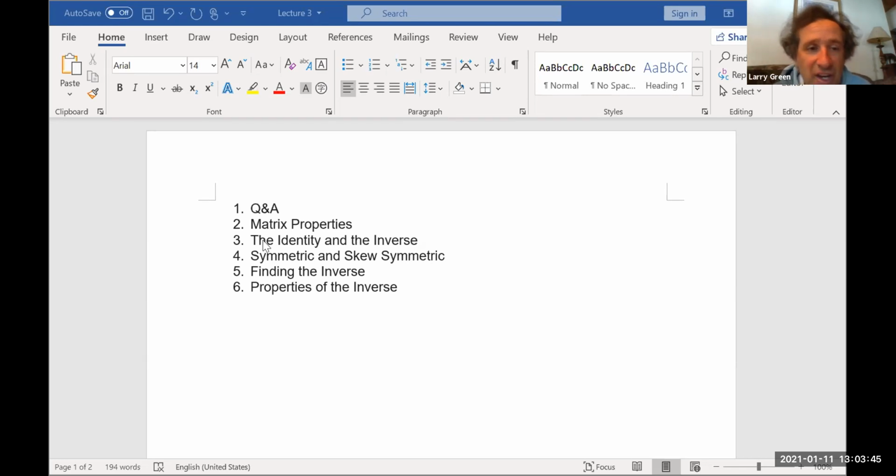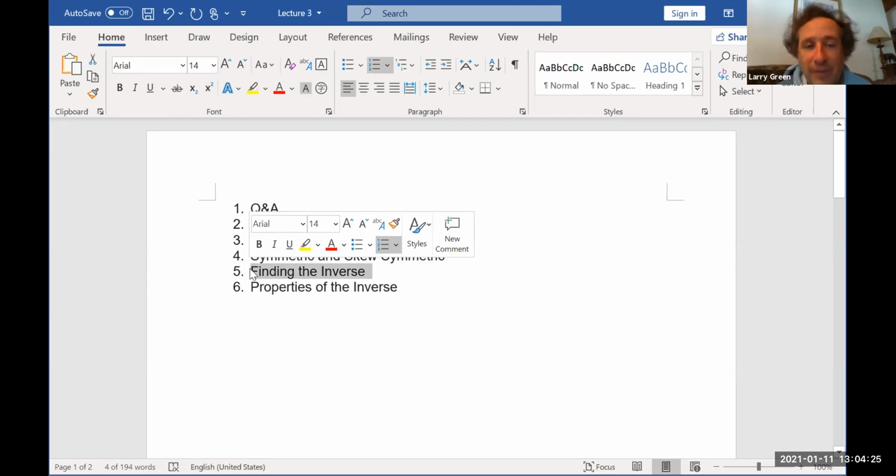We'll start out with talking about the identity. That's kind of like 1. So we're going to get the multiplicative identity, which is like 1, except it's going to be I. And then we'll get into the inverse. Does an inverse exist, or does an inverse not exist? It really depends on the matrix. Then we'll get into symmetric and skew symmetric matrices. That's actually quite easy. That has to do with the transpose, and that's no big deal. Then we'll get into how you find the inverse of a matrix.